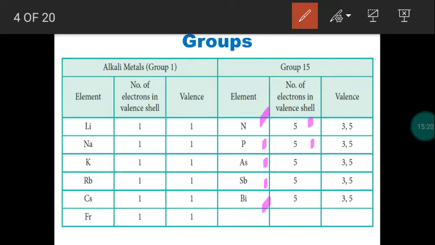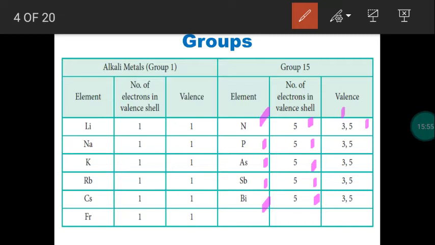Phosphorus outermost shell is the third shell. So here also 1s2, 2s2, 2p6, 3s2, 3p3. Atomic number 15. Right? In the same way, for arsenic, antimony, bismuth, the outermost shell contains 5 electrons. So the number of electrons in the valence shell of group number 15 elements is 5. So what is the method of calculating valency? Valence electron is nothing but valency, or else 8 minus the valence electrons. 8 minus 5, 3. Okay.